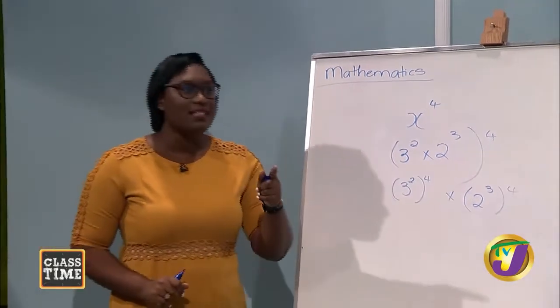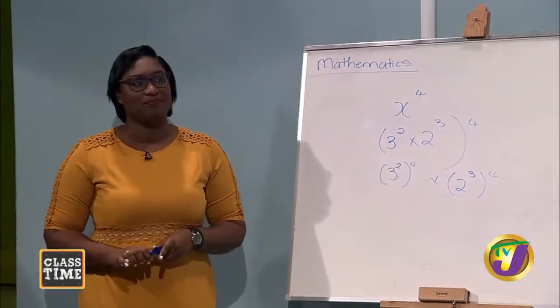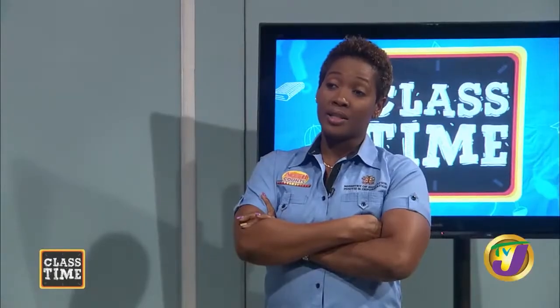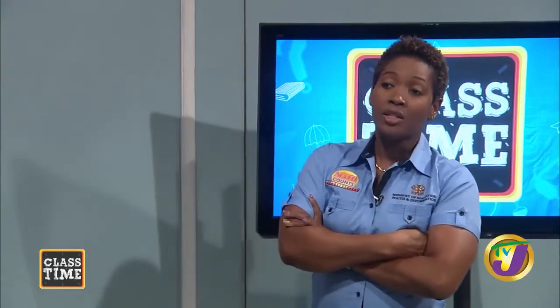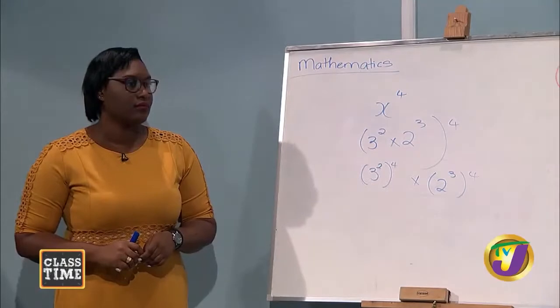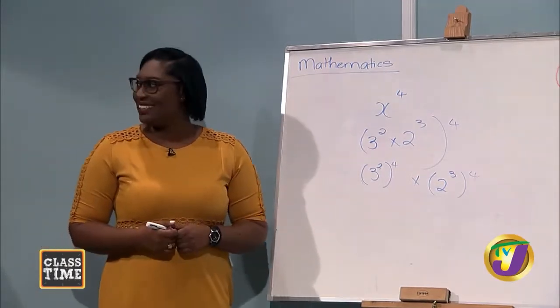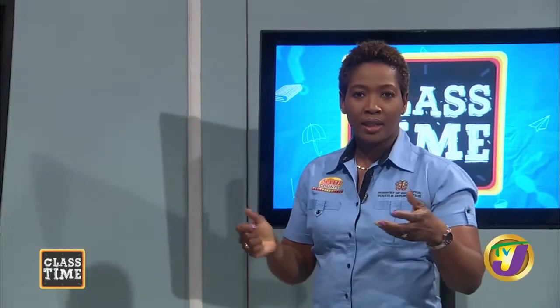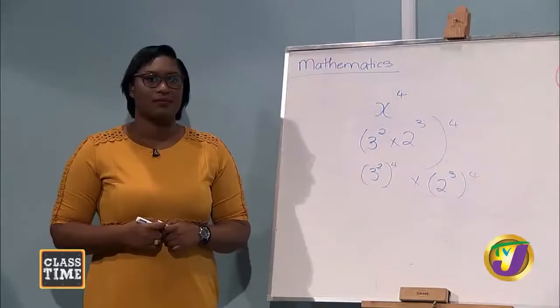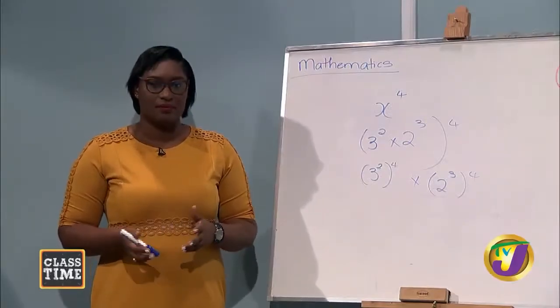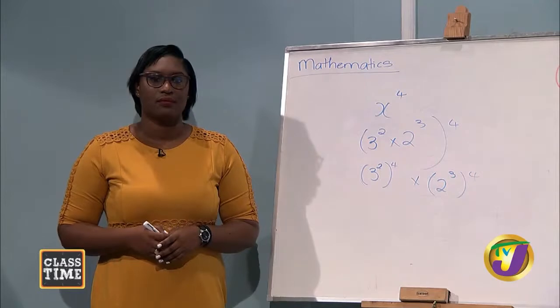Now what happens here? Basically, 3 squared is being multiplied by itself 4 times. I could have written it out, but that takes forever. I don't want to do that because I know a shorter way. So I am going to look at 3 squared multiplied by 4.